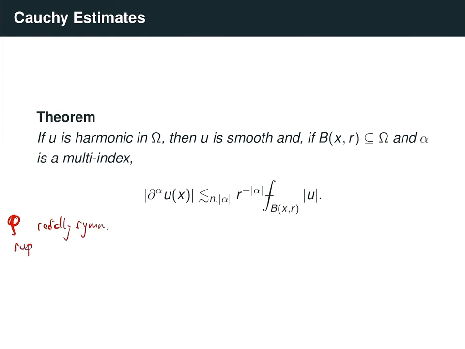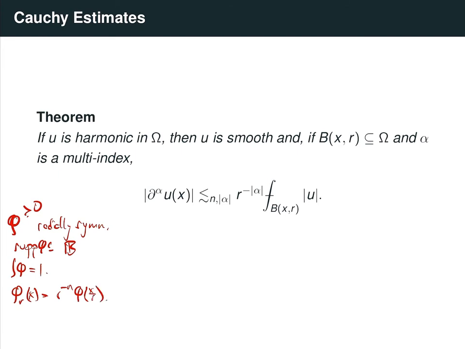And the support of phi is contained inside the unit ball, which I'll call boldface B. I'm also going to assume that the integral of phi is equal to 1, and that it's non-negative. Now I'm going to define a function phi_r of x, which is equal to r to the minus n times phi of x over r.